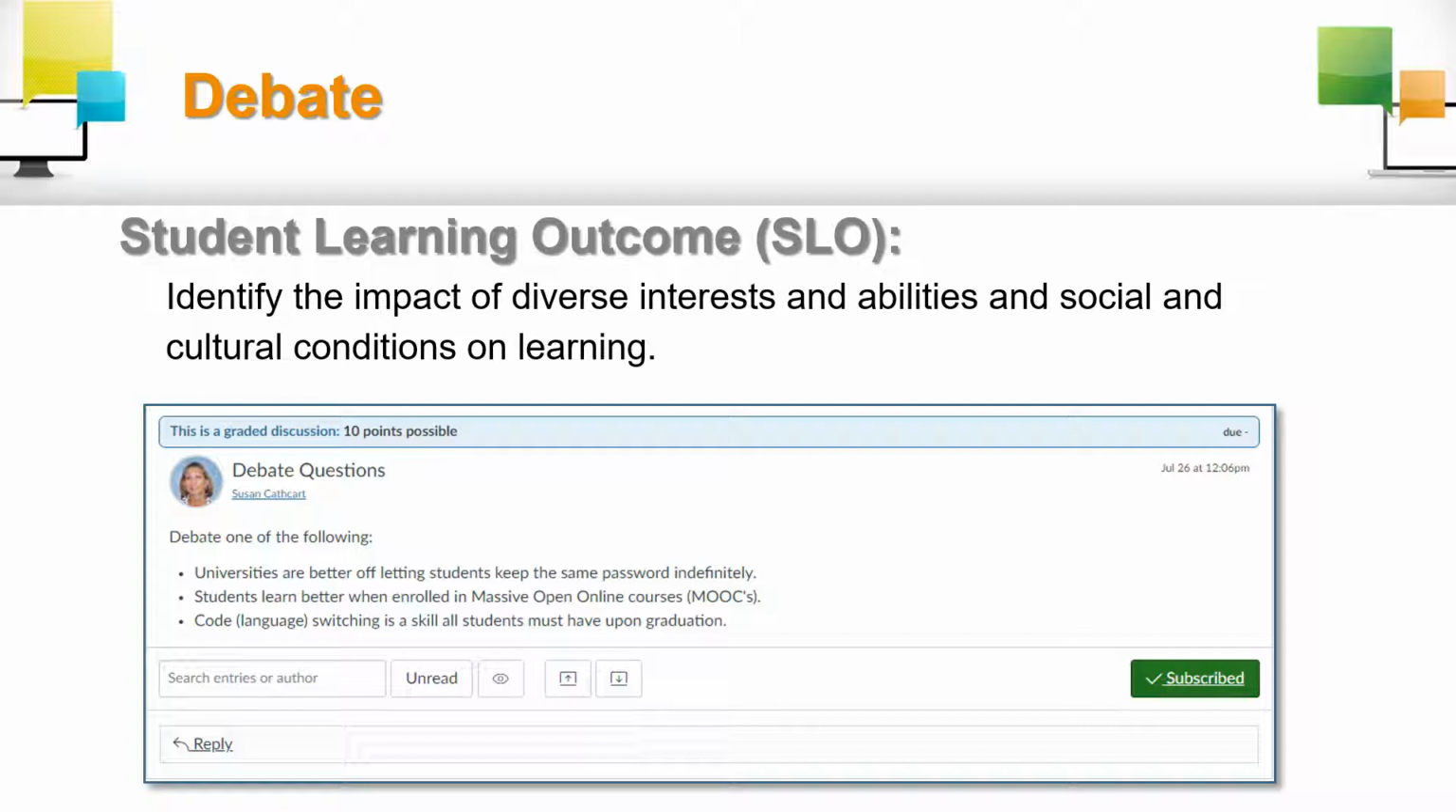The student learning outcome is: identify the impact of diverse interests and abilities and social and cultural conditions on learning. An example of debate questions using the SLO is shown.